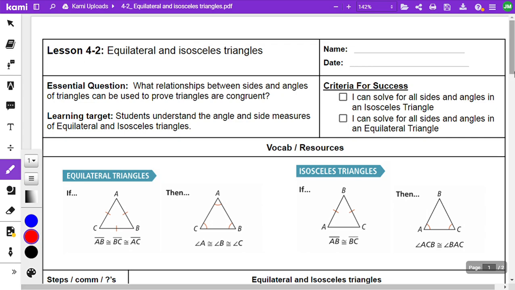Hello everyone, today's lesson is on equilateral and isosceles triangles, and the essential question is what relationships between sides and angles of triangles can be used to prove triangles are congruent. The criteria of success is I can solve for all sides and all angles in an isosceles triangle, and I can solve for all sides and angles in an equilateral triangle.